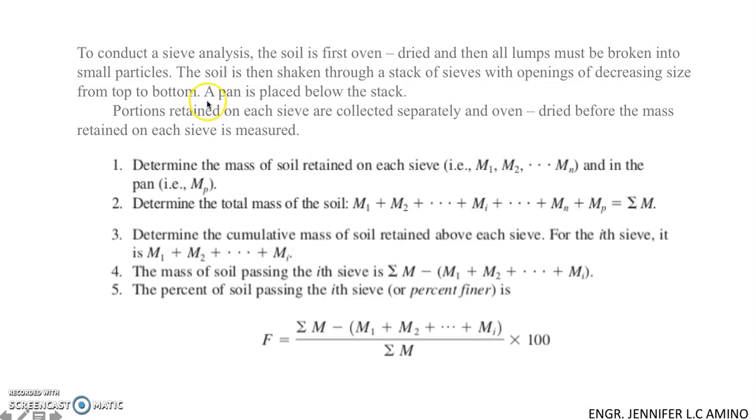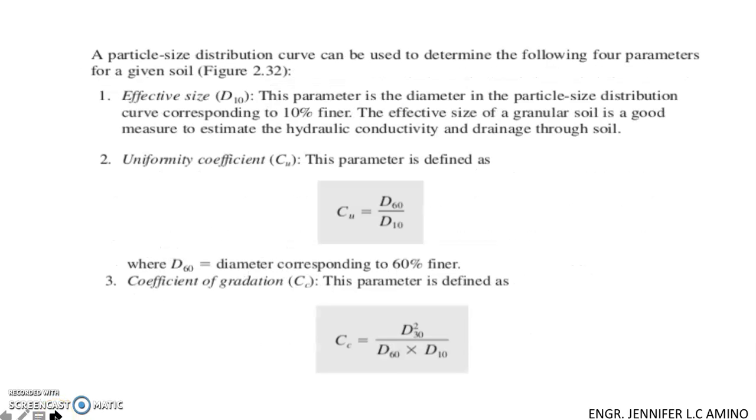A pan is placed below the stack. After you have placed the soil on top of the first sieve, you place the stack on a vibrator. After 10 minutes, get the stack of sieves, then identify the mass retained on every pan. Afterwards, you can tabulate that.